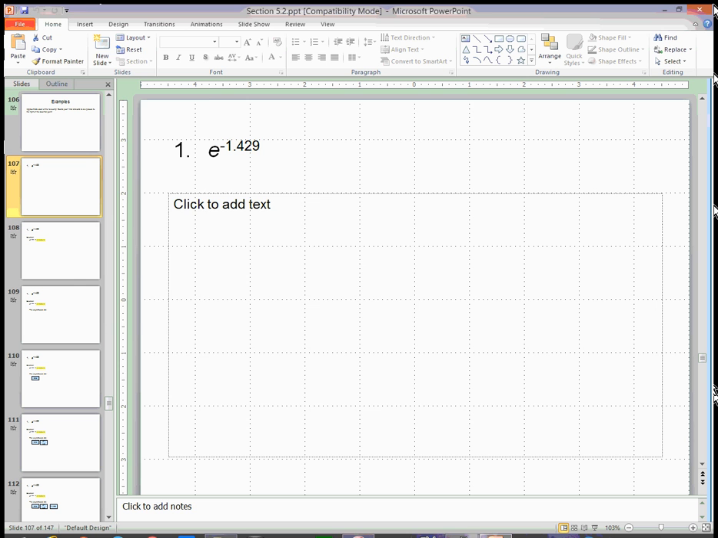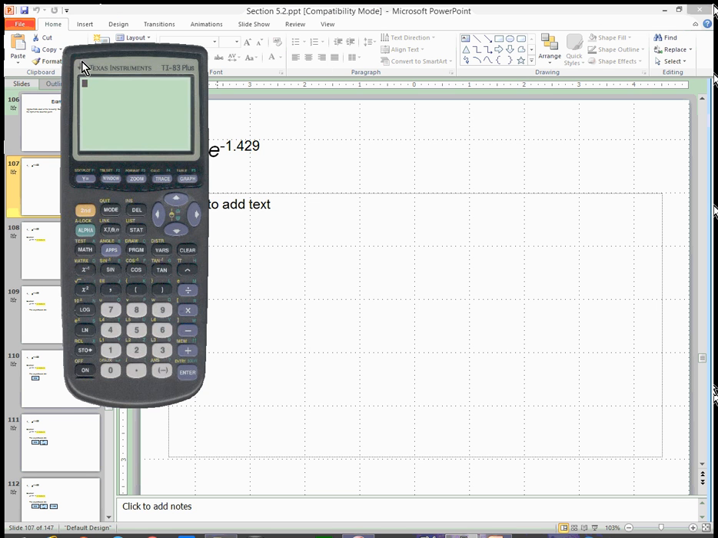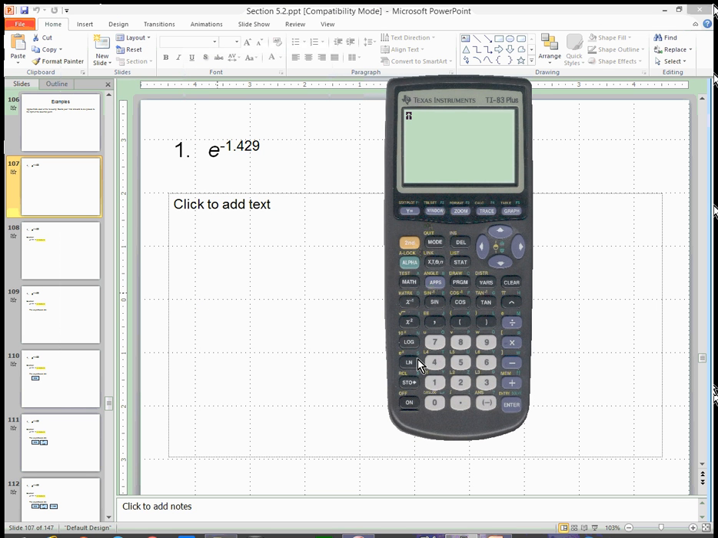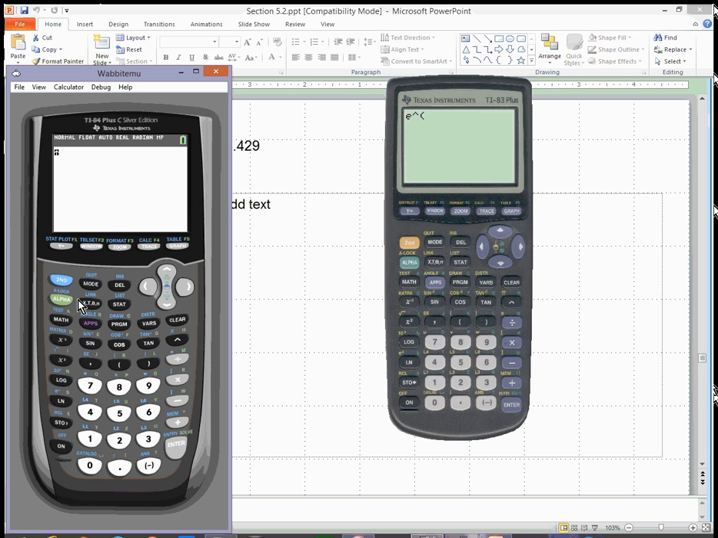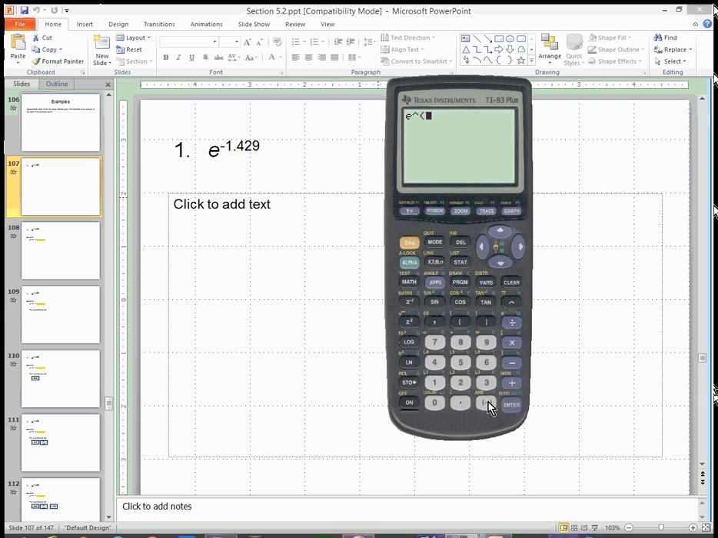Here's our first one, e to the negative 1.429. So on your calculator, do second e to the x. Notice it already opens a parenthesis, it already has the caret key. On the 84s, if you do your second e to the x, notice you're already in the exponent. So if I do my negative 1.429, close parenthesis, you get 0.239548.